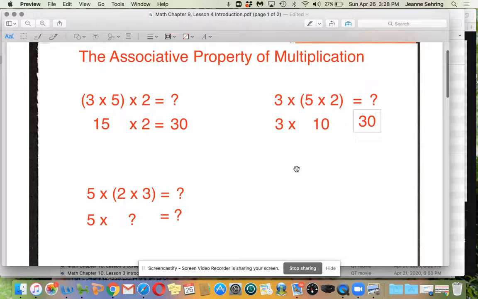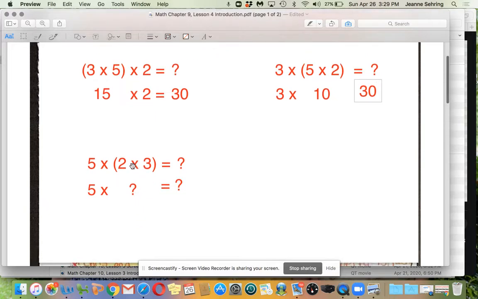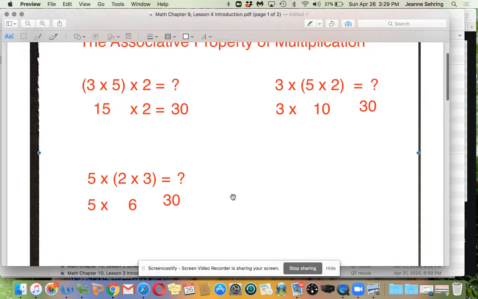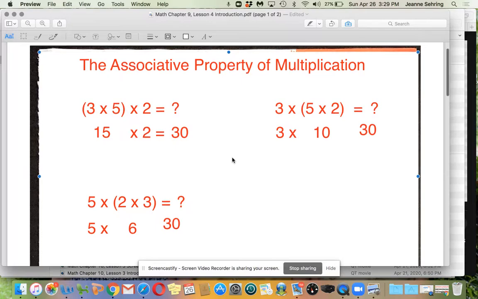Now down here at the bottom, I didn't just move the parentheses, I switched the numbers around. I still have a 3, a 5, and a 2, but I changed the order. Let's see what happens. 2 times 3 is 6, and 5 times 6 is 30. So you see, no matter what we do, the answer remains the same. This is the associative property of multiplication.